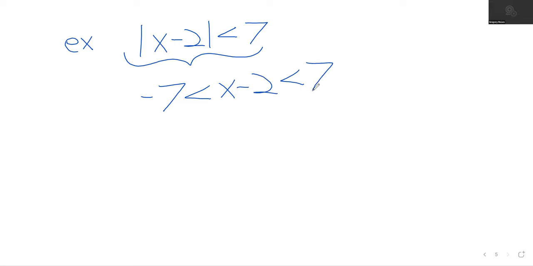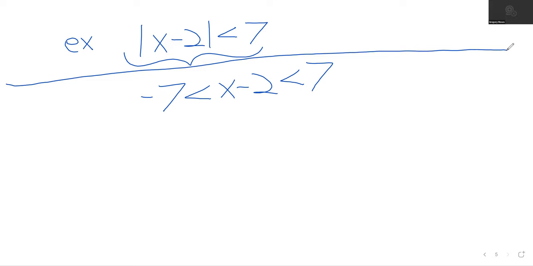this inequality, where the absolute value of x minus 2 is less than 7, is the same as saying that x minus 2 is stuck between negative 7 and positive 7. And now this, we're going to solve in much the same way that we solved inequalities yesterday. Yesterday, though, of course, we didn't have two inequalities. We had one inequality. So we could solve something like this, or we could solve something like this, but we weren't asked to solve anything like what's on the board.